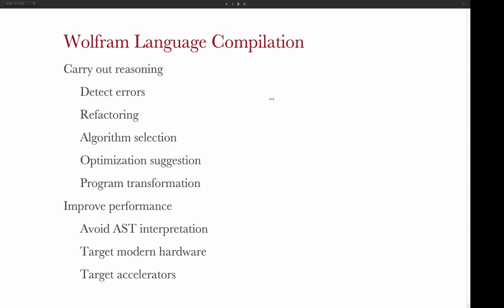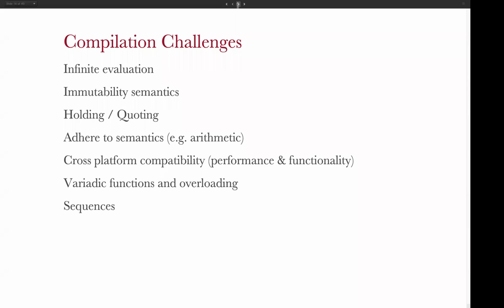Some of the reasons that we might want to do this are to carry out reasoning on code. We might want to detect errors. We might want to do refactoring, select algorithms, make optimizations, transform programs. And the key thing, of course, is improving performance. We want to avoid AST interpretation, which can be slow. We want to target the hardware on our machines, and we might also want to target accelerators like GPUs.